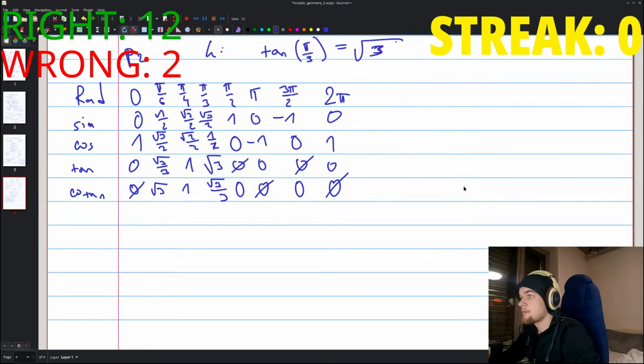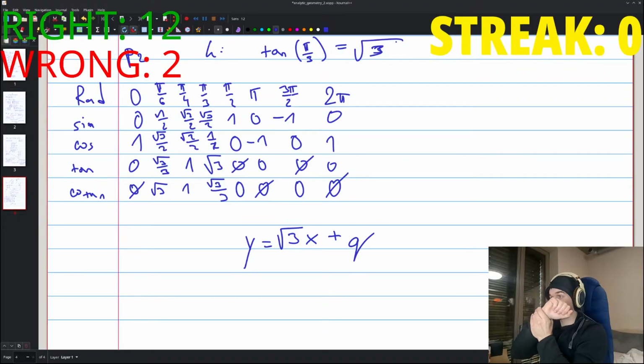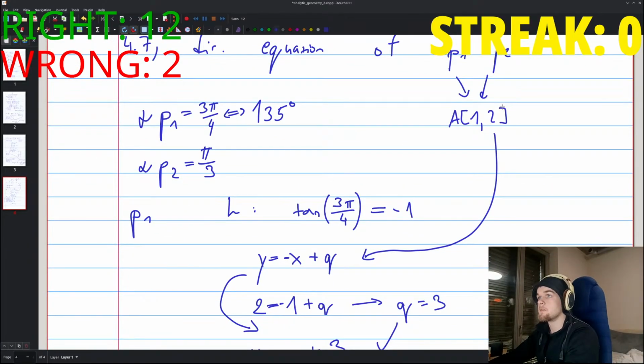Square root of 3. So we end up with y equals square root of 3 x plus q, which is not ideal, to be honest. And now we just input the point, which is, actually let me copy it over.